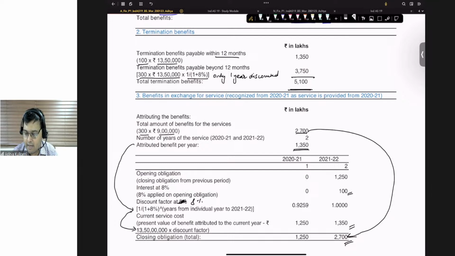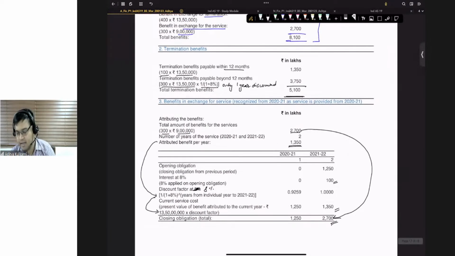Is this part clear? Yes, up till now, what I have told you, benefits in exchange for service. Is this clear? It's the same thing which we have been doing. Up till now, what we have done, is this clear? Benefits in exchange for service. Kaushiki, Rashmi, Shailendra, everything fine so far? Yes, Shailendra confirmed. Kaushiki also has confirmed. Okay.